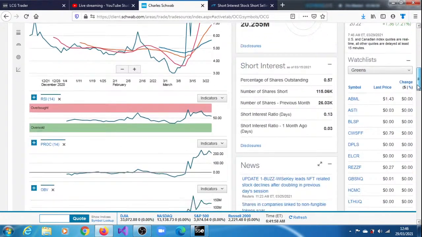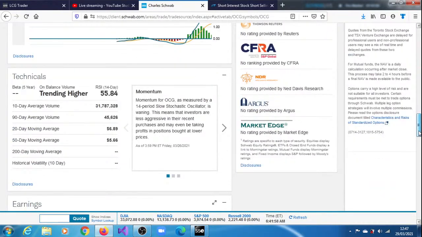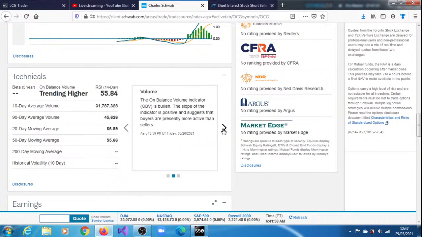So we can see it says momentum, as measured by 14-period slow stochastic oscillators, is waning. This means that investors are less aggressive in their recent purchases and may even be taking profits from positions bought at lower prices. The unbalanced volume indicator is bullish. The slope of the indicator is positive and suggests that buyers are presently more active than sellers.